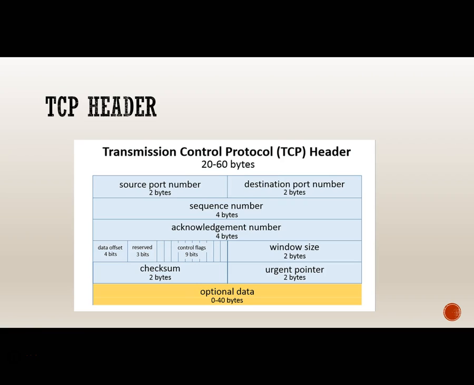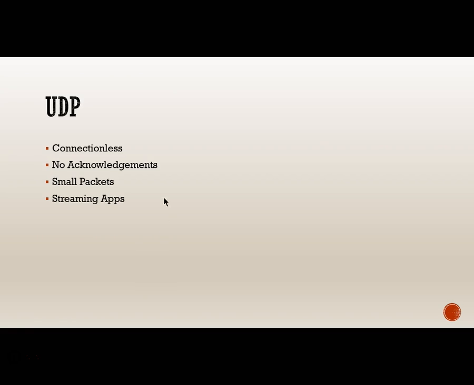The control flags, what type are the control flags? They would be like the SYN, the SYN-ACK, and the ACK. The window size, how much data are we going to send at one time to be acknowledged? A checksum, and then an urgent pointer. What the urgent pointer says is don't cache this until we get a full window, go ahead and send the data. And then there's some optional data down there.